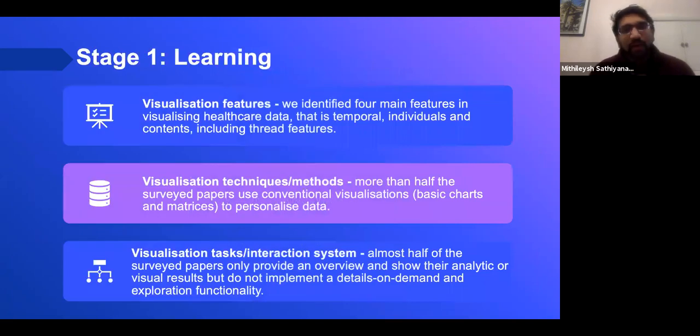So in stage one, we started understanding the domain, as well as the visualization features. The moment we captured the healthcare data, we understood we had three to four types of features. One is the temporal feature, the other is the individual, the content, and the thread features. Temporal is about the patient's timeline or history, like what exactly happened at one point of time. It could be in the morning, evening, or late in the night. At what point he was admitted to the hospital, or at what point he was diagnosed. Those things form the temporal feature.